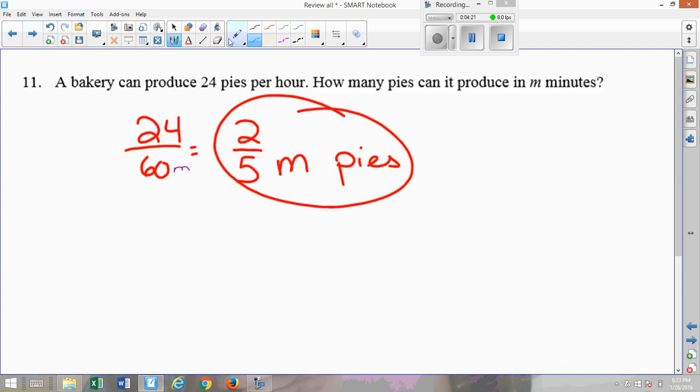Oh, let me rewind that a little bit. I see what I was doing wrong. It's basically, I reduced it down to 2/5 of a pie per hour, and then that's depending on how many pies you're doing. So how many pies can it produce in m minutes? Well, this is the number of minutes, we don't know how many it is, times 2/5. Because I took 24 out of 60 because this is 60 minutes.